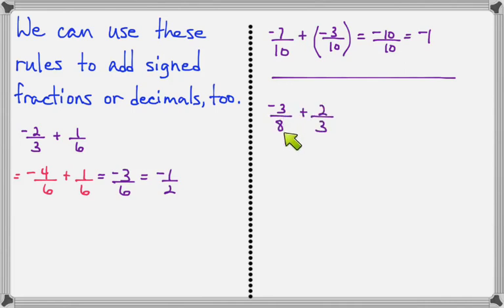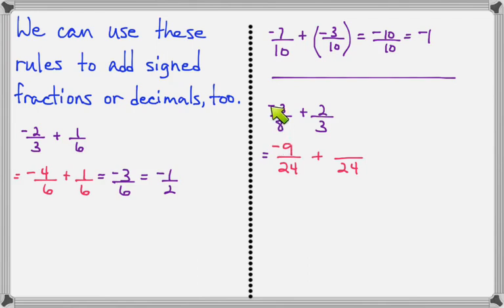Let's try out negative 3/8 plus 2/3. Again, it's an addition problem, so I'll need common denominators. Let's use 24. So to change 8 into 24, I have to multiply by 3. So I multiply the top by 3. That's going to become negative 9.